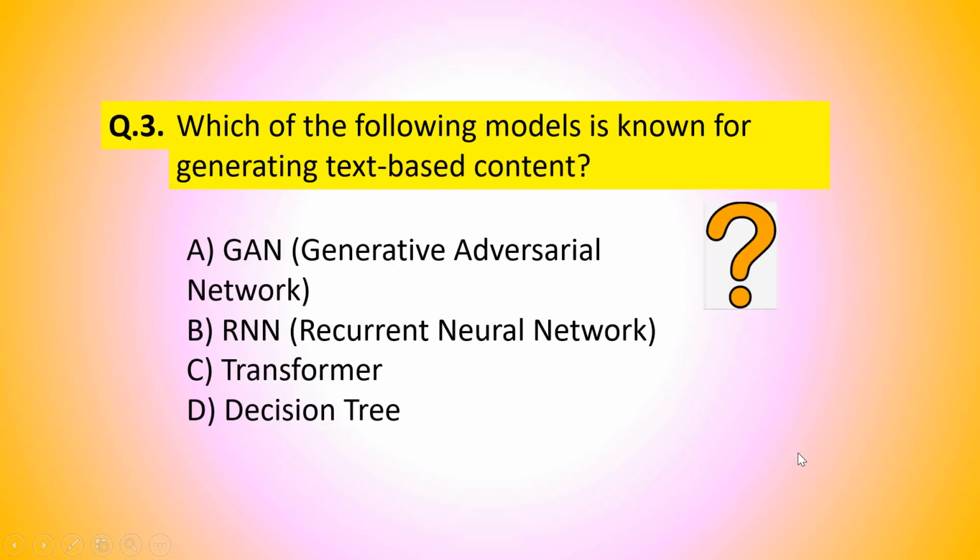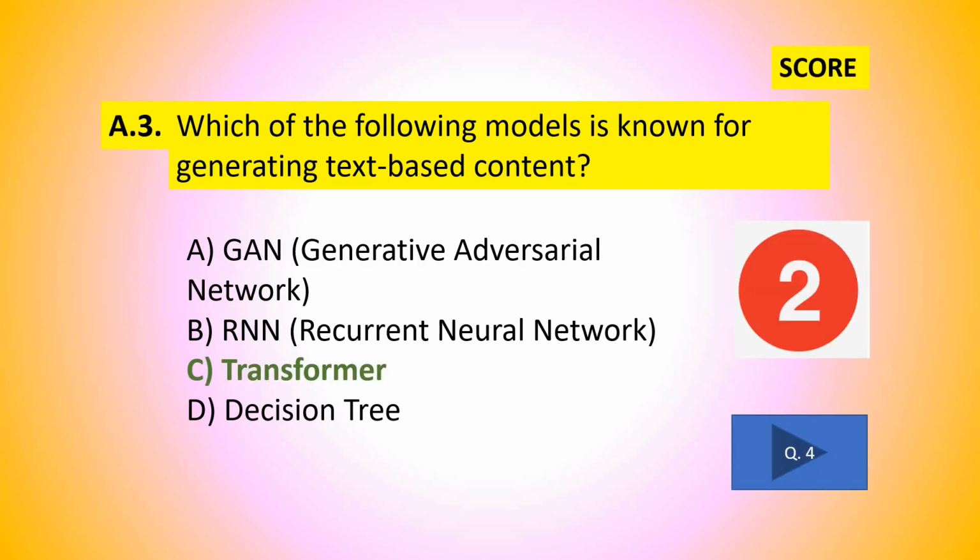Question 3. Which of the following models is known for generating text-based content? GAN, that is Generative Adversarial Network, RNN, Recurrent Neural Network, Transformer, or Decision Tree? Think, students. The answer is Transformer. Okay, 2 marks again if you thought the right answer.